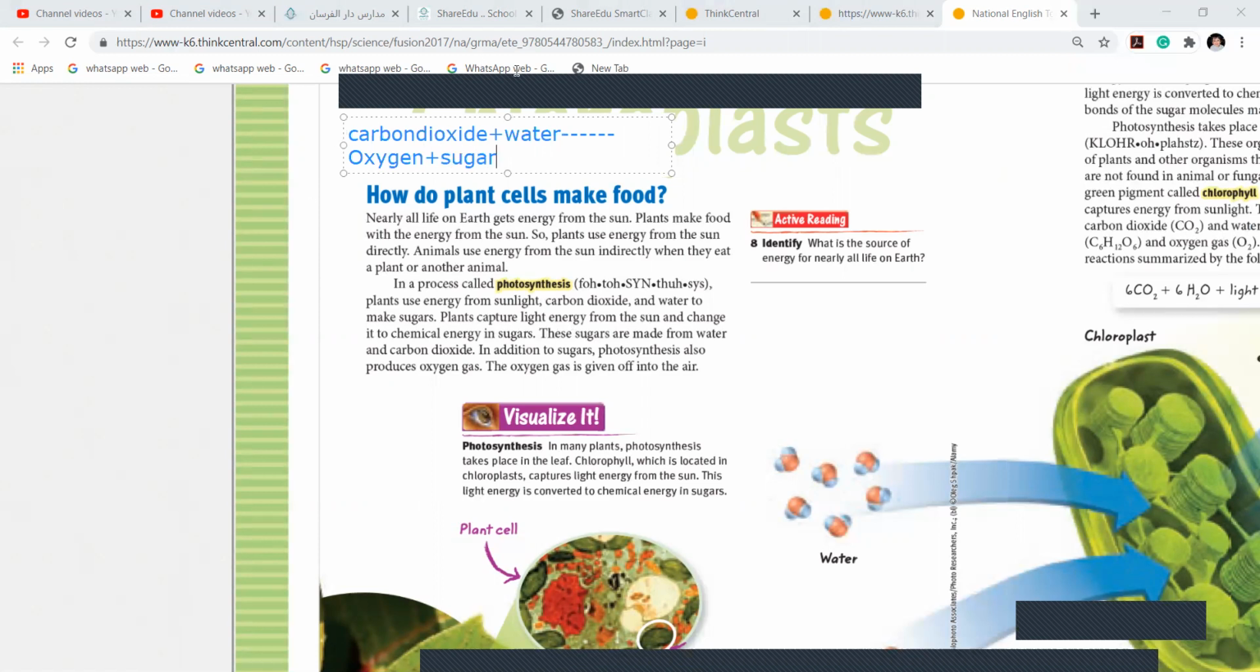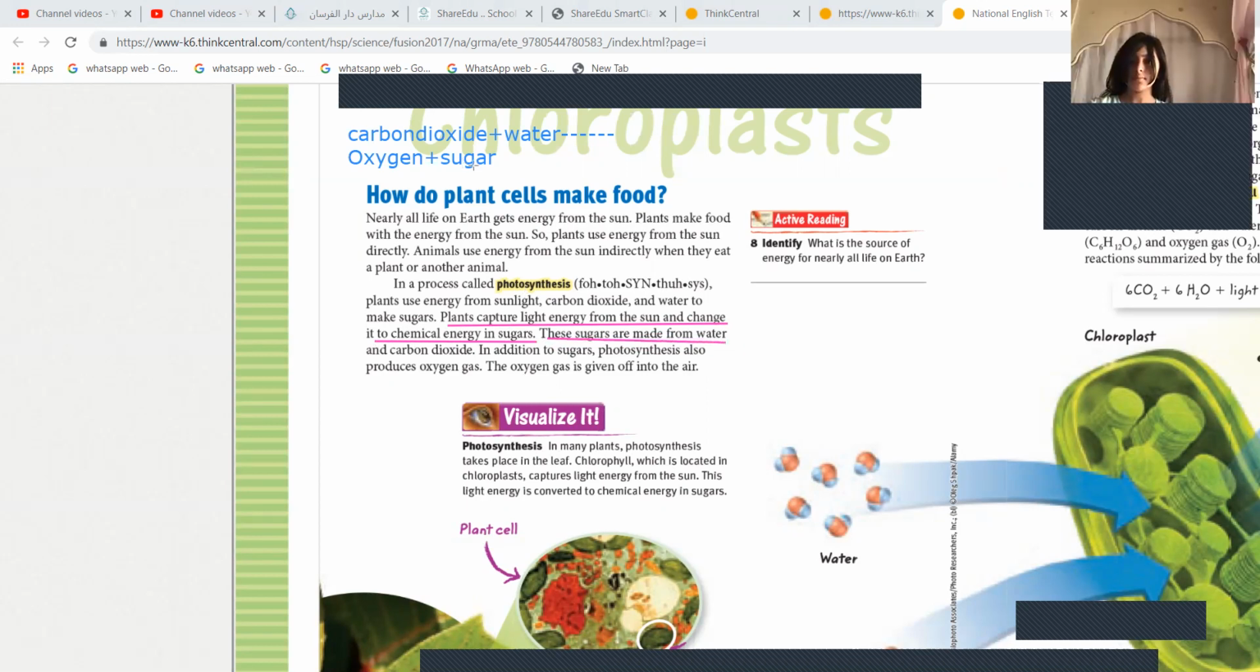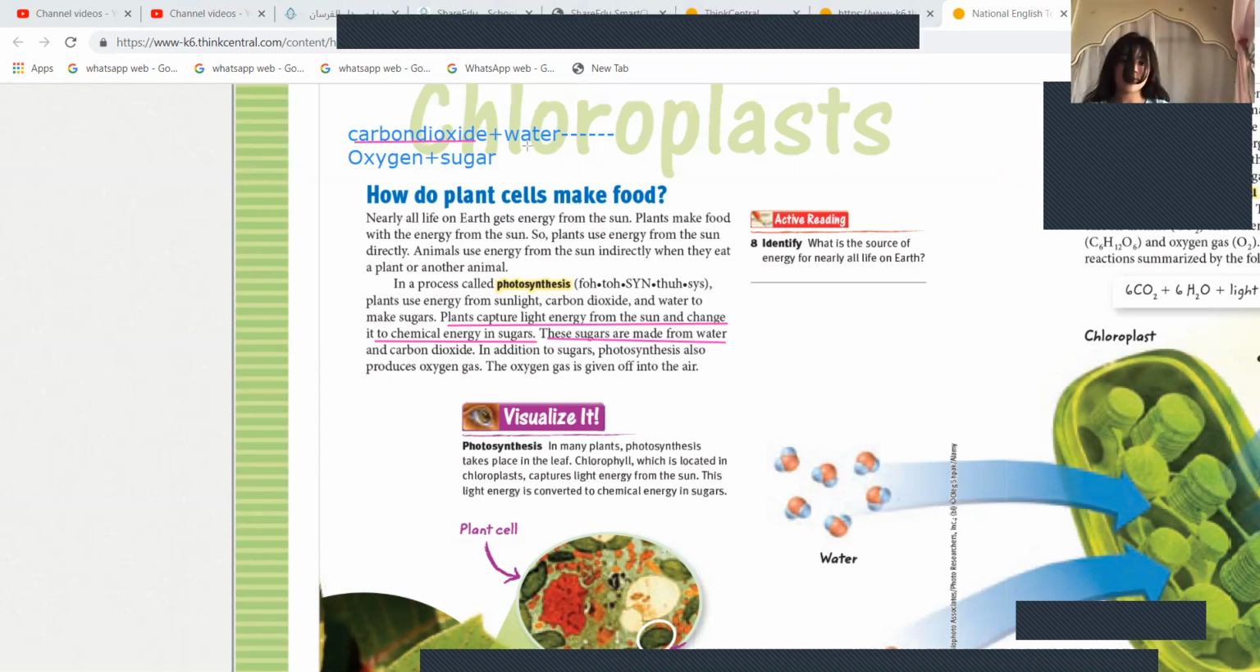Please highlight here. From your plant, everything happens with the help of light and changes into chemical energy in sugars. We get sugar at the last. How is this sugar made? These sugars are made from what, girls? Look at the equation. This sugar is made from carbon dioxide and water. But the sunlight doesn't have to do anything.